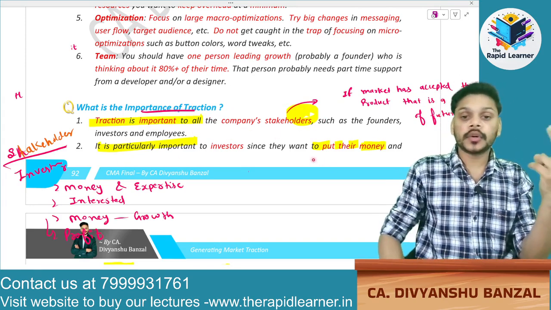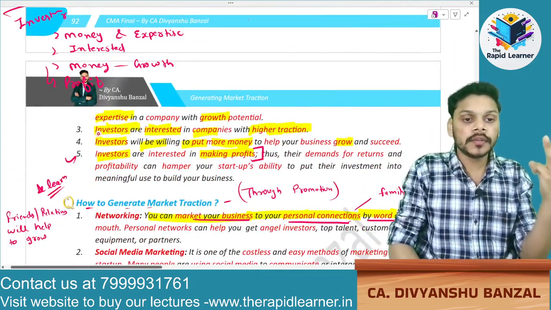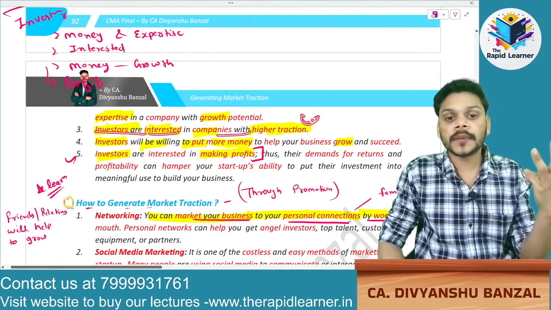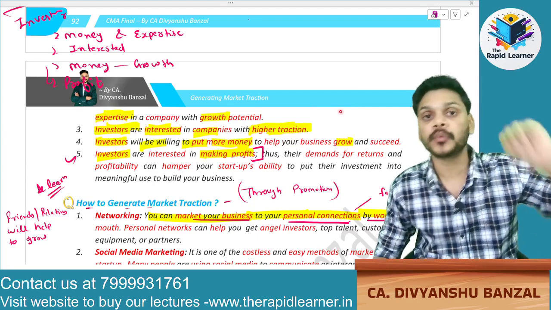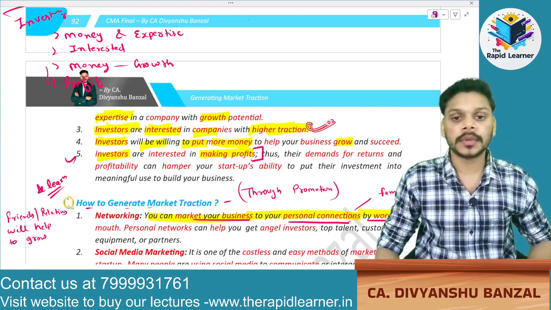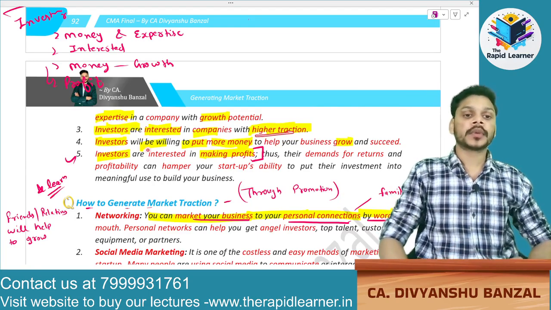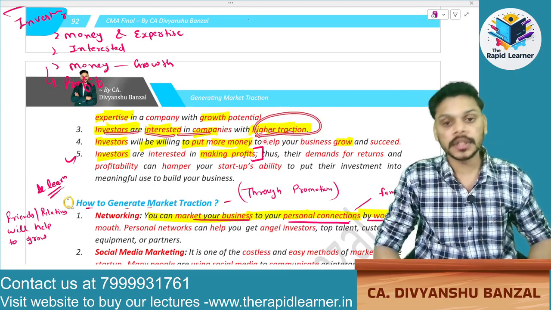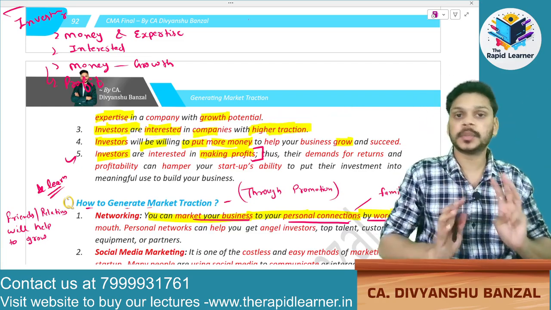Traction is required because investors have put in all their money and expertise. They want some growth, or investors are interested in companies with higher traction. Traction means increasing sales, or that customers have accepted the product. That means our product has created value in front of the customer. So investors are interested in companies with higher traction, meaning an investor will invest in our company if we have achieved the traction phase.